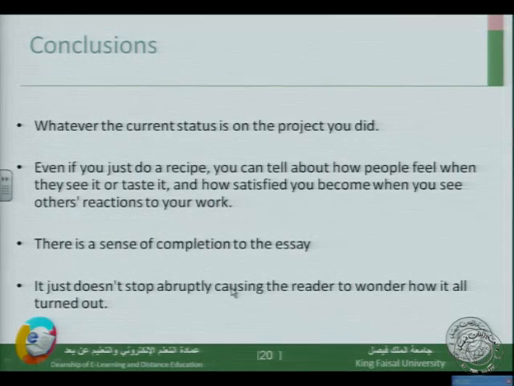When you cook something, you start with the first step, the second step, and then you add something else. Then you put it in the oven. Then it's ready. Then you offer it to the people. People eat it. Then you ask the people, how was it? When you say, how was it, then this is the conclusion.